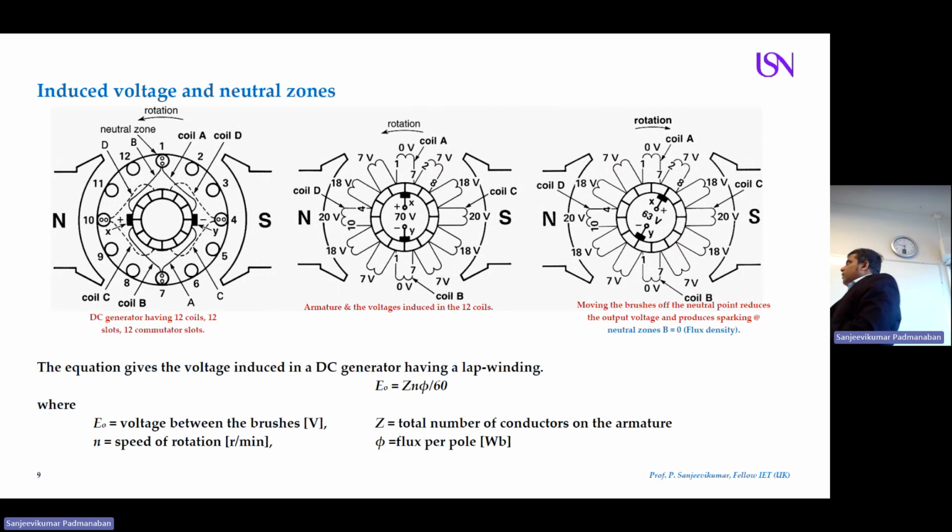This is an example of induced voltage and neutral axis. What is the neutral axis, first of all? In a DC machine, this is my DC machine. This is called the neutral axis. Always in standard, the brushes will be placed along the neutral axis. What is the meaning of neutral axis? At the neutral axis, you will not have any voltage or current. At the neutral axis, your induced EMF or induced current is absolutely zero. There won't be any power flow. That's why we are getting this voltage.